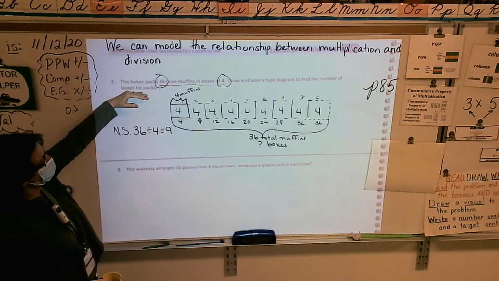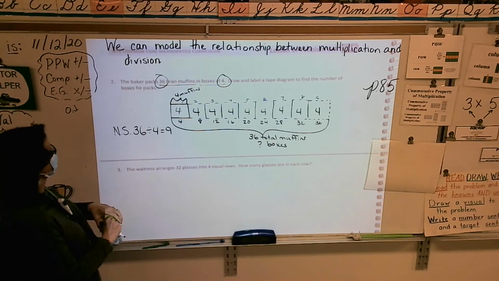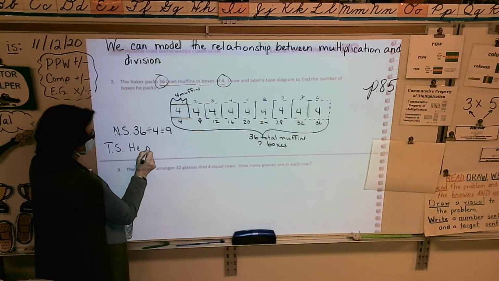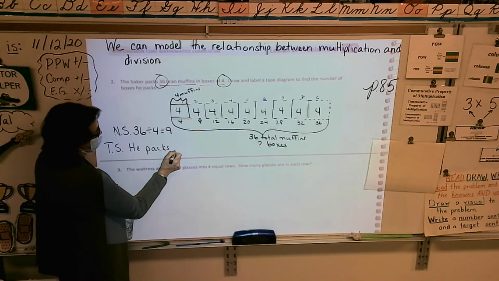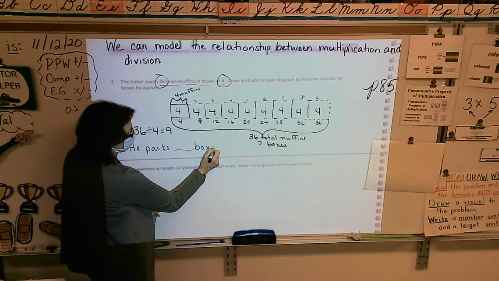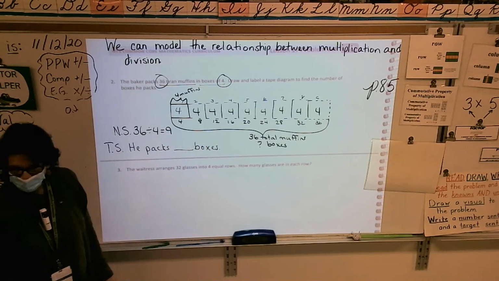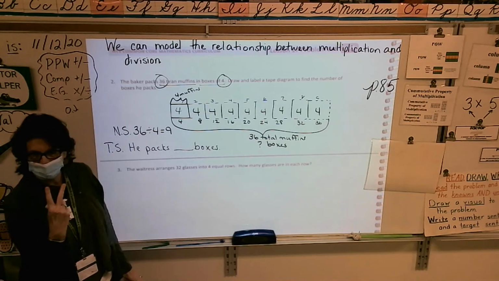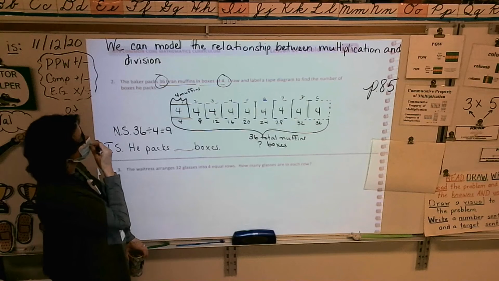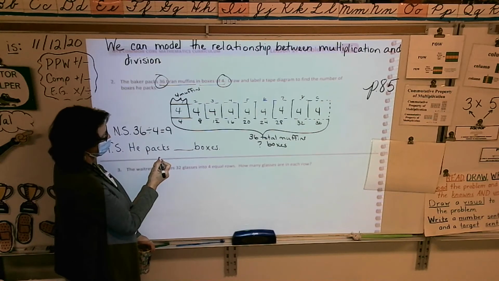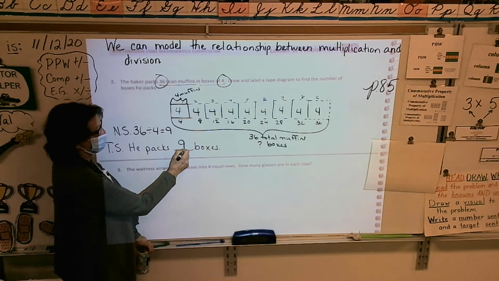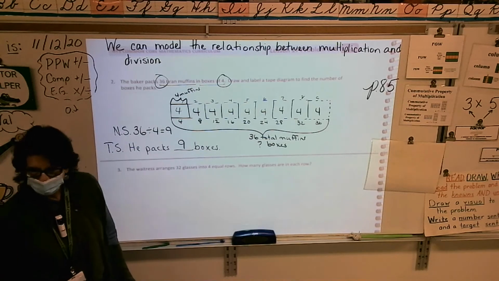They didn't really ask a question here, but we have to find the number of boxes he packs. So our TS will be he packs blank boxes. And from our picture and from our number sentence, we know how many boxes he packs. Aubrey, how many boxes does he pack? He packs 9 boxes. Very good. He packs 9 boxes. All right.